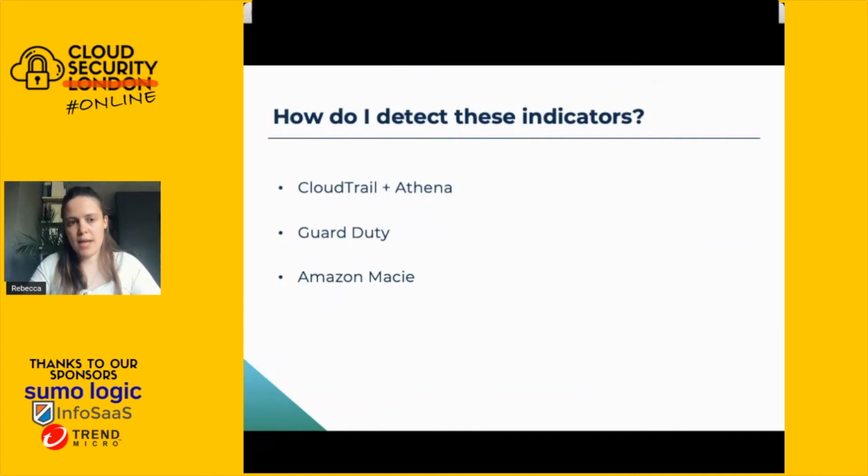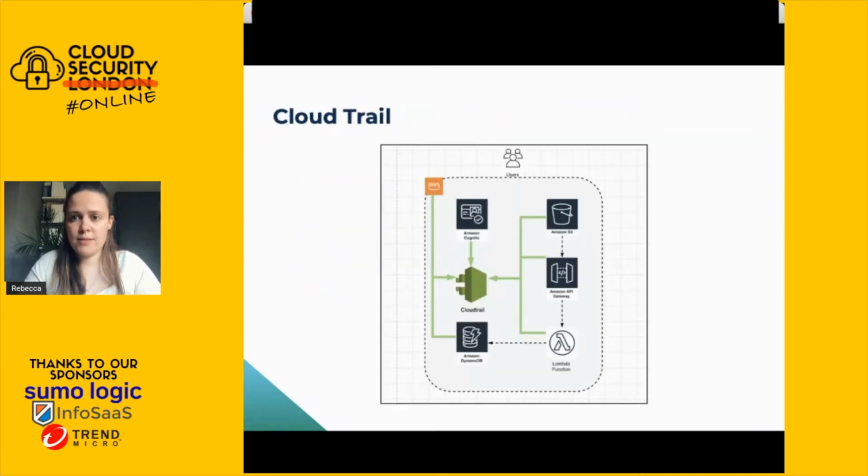Okay, so now how do I actually detect these indicators? I'm going to walk through these 4 tools, CloudTrail, Athena, GuardDuty, and Amazon Macie, to show how you could use these tools to very quickly set up and start to detect those compromises. The first one is CloudTrail. Most people probably know what CloudTrail is. It's just a logging service.